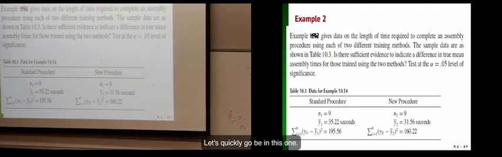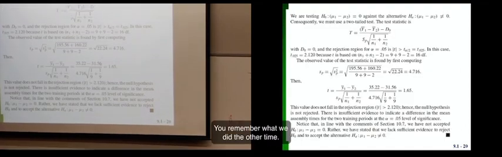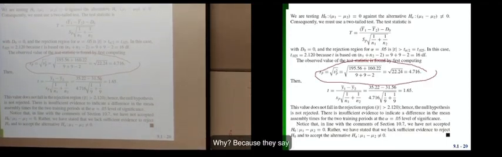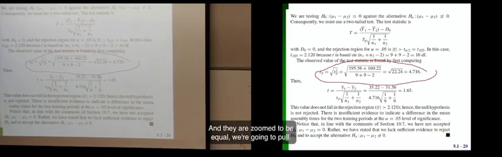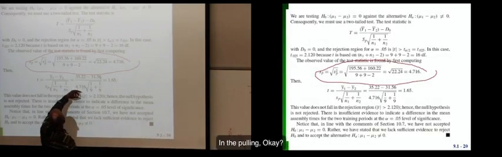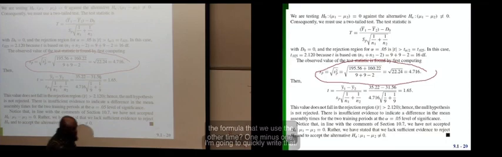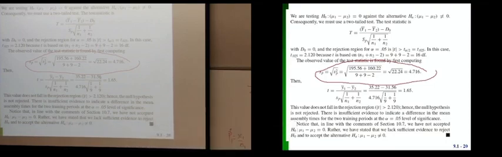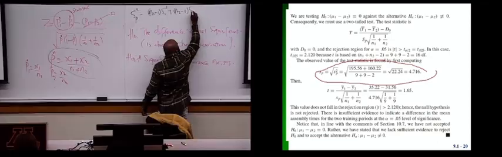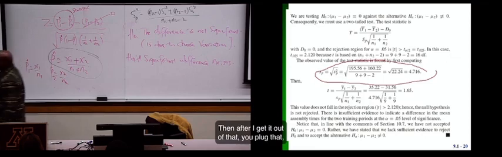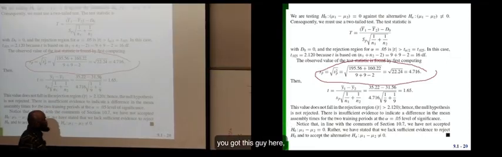So let's quickly go. In this one, you remember what we did the other time? We used to compute the what? Pooled variance. Why? Because they say the two population standard deviations are not given and they are assumed to be equal. We're going to pool. In the pooling, you remember the formula that we used the other time, N1 minus 1. I'm going to quickly write that. You remember that? It's super easy. Then after I get that, you plug that in. You got this here.